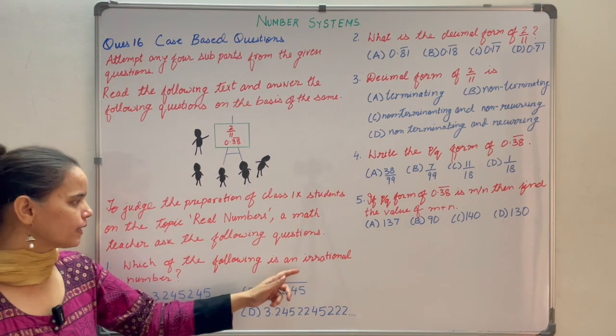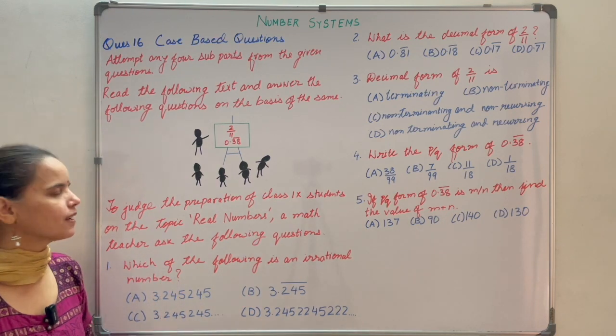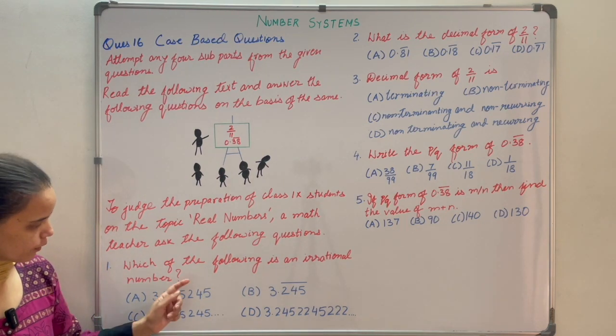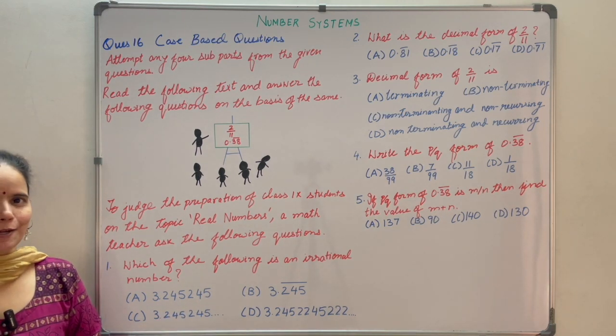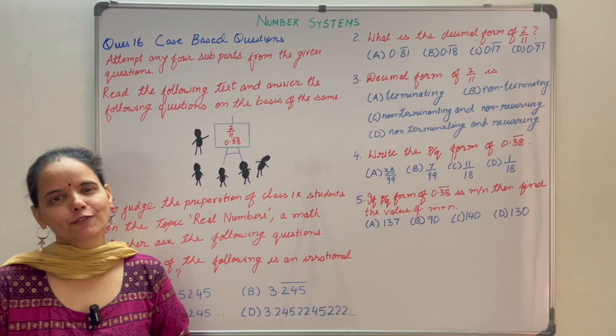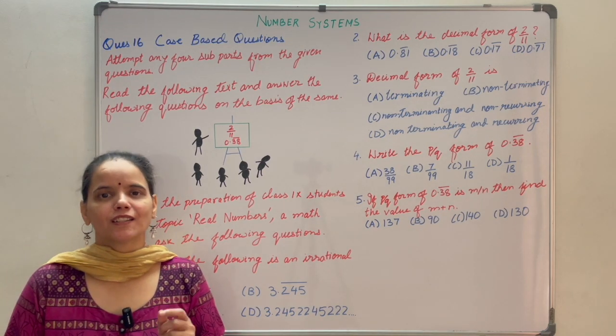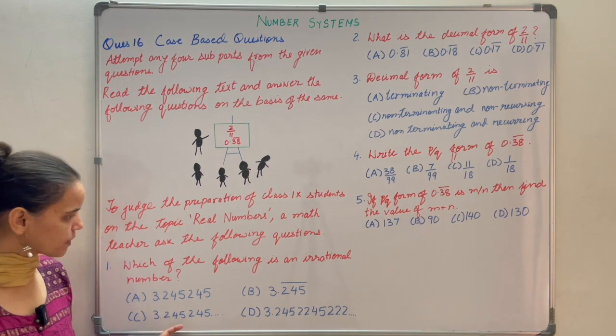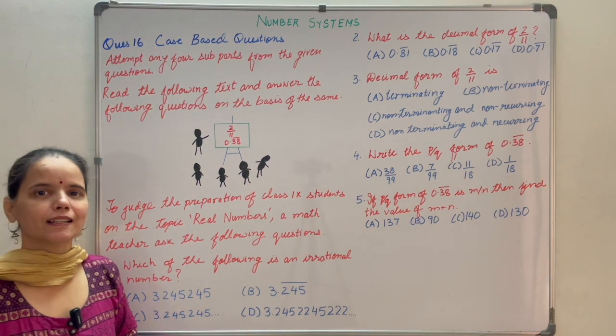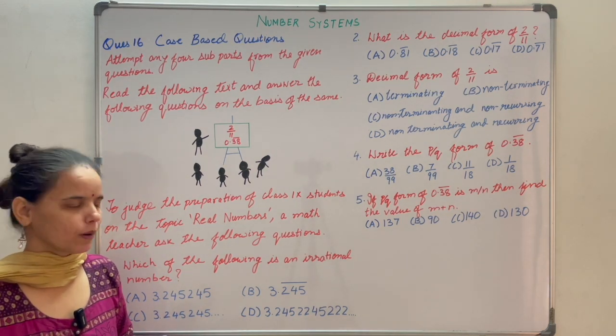Which of the following is an irrational number? So you need to check which number out of these is an irrational number. So you know the decimal form of an irrational number is non-terminating, non-recurring. And here in the options they have given you only the decimal forms. So let us check one by one.